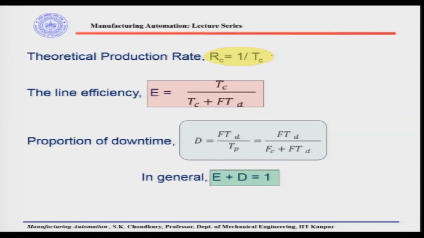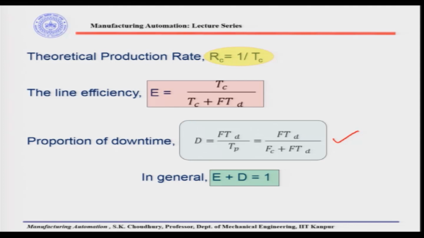Since we know the theoretical production rate, which is 1 upon Tc, we can find out the line efficiency. That means, how efficiently the line is running, for how much time of the overall operation the line is operating, and for how much time the line is down. This is the proportion of downtime. So, E plus D, as I said, you can check is equal to 1. I am just reminding you of this.